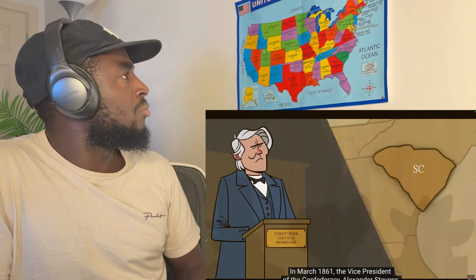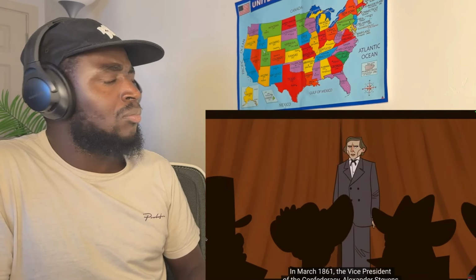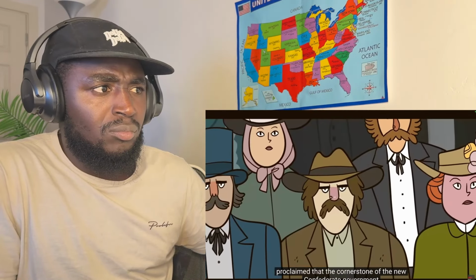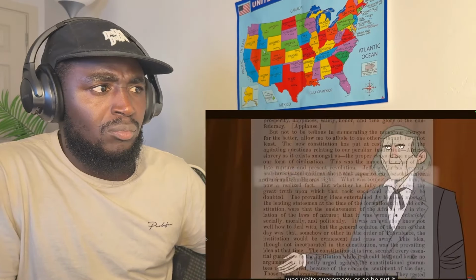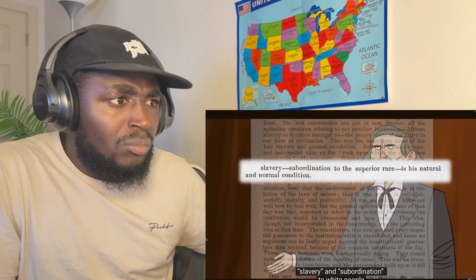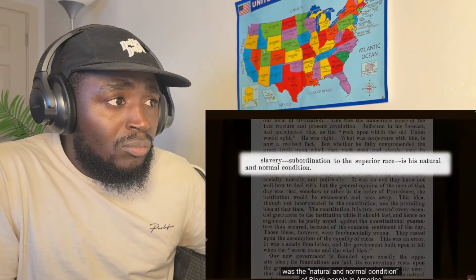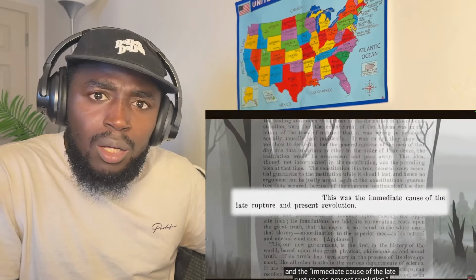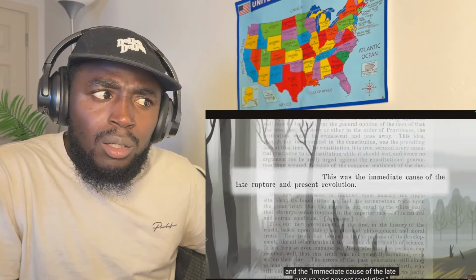In March 1861, the Vice President of the Confederacy, Alexander Stephens, proclaimed that the cornerstone of the new Confederate government was white supremacy, or as he put it, slavery and subordination to white people was the natural and normal condition of Black people in America and the immediate cause of the late rupture and present revolution.